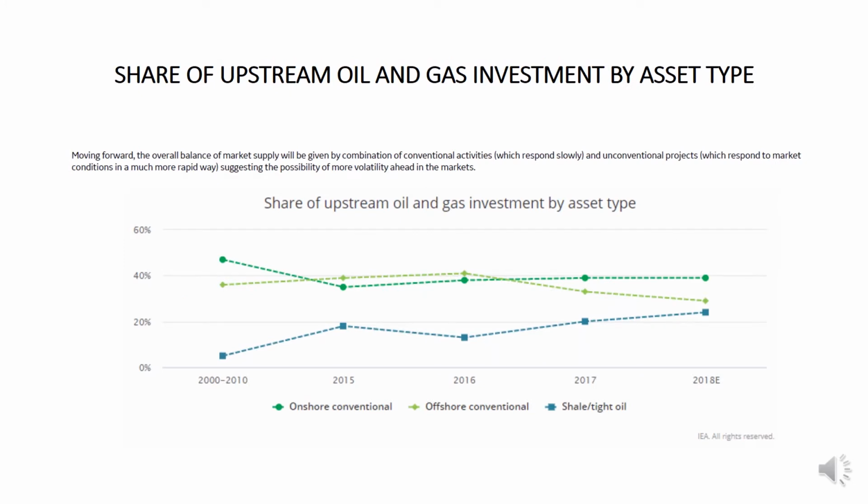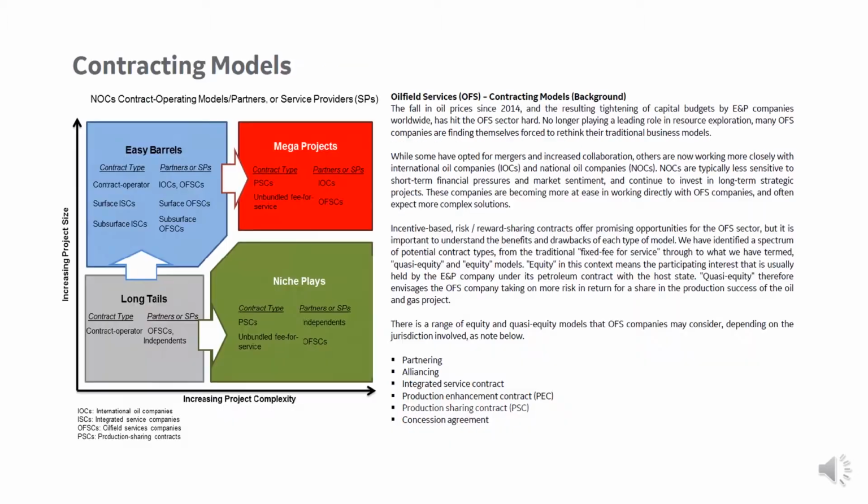The share of upstream oil and gas investment by asset type suggests that moving forward, the overall balance of market supply will be given by a combination of conventional activities and unconventional projects, which suggests the possibility of more volatility ahead in the market. As part of our industry analysis for the oil and gas sector, we have used two frameworks majorly. First is Porter's five forces, and second is the value chain analysis of the oil and gas industry.